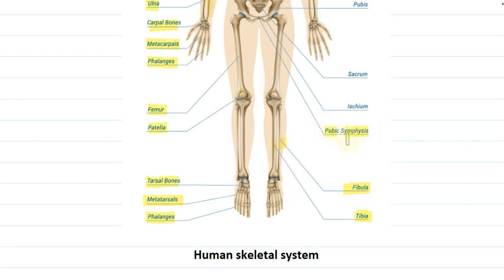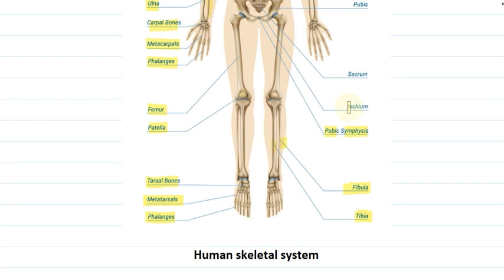Then there is the pubic symphysis. What is the pubic symphysis? It is the secondary cartilaginous joint that is present between the left and right superior rami of the pubis of the hip bone. Here we can see the pubis, and it is present between the left and right superior rami of the pubis of the hip bone.